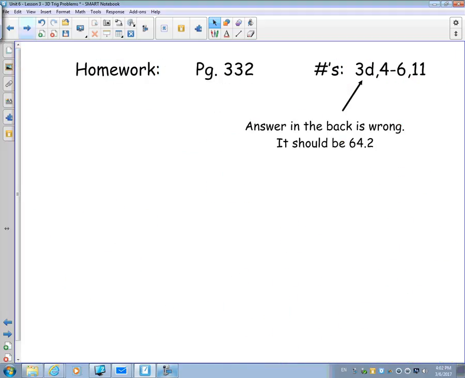Okay, some questions you should try, just a couple of them. There are some you have to draw. Some of them are given to you, but some you have to draw. I just want to point out that the answer in the back of the book for 3D is wrong. They've done some math that's actually not possible. And the answer should be 64.2. But if you're stuck, come see me.